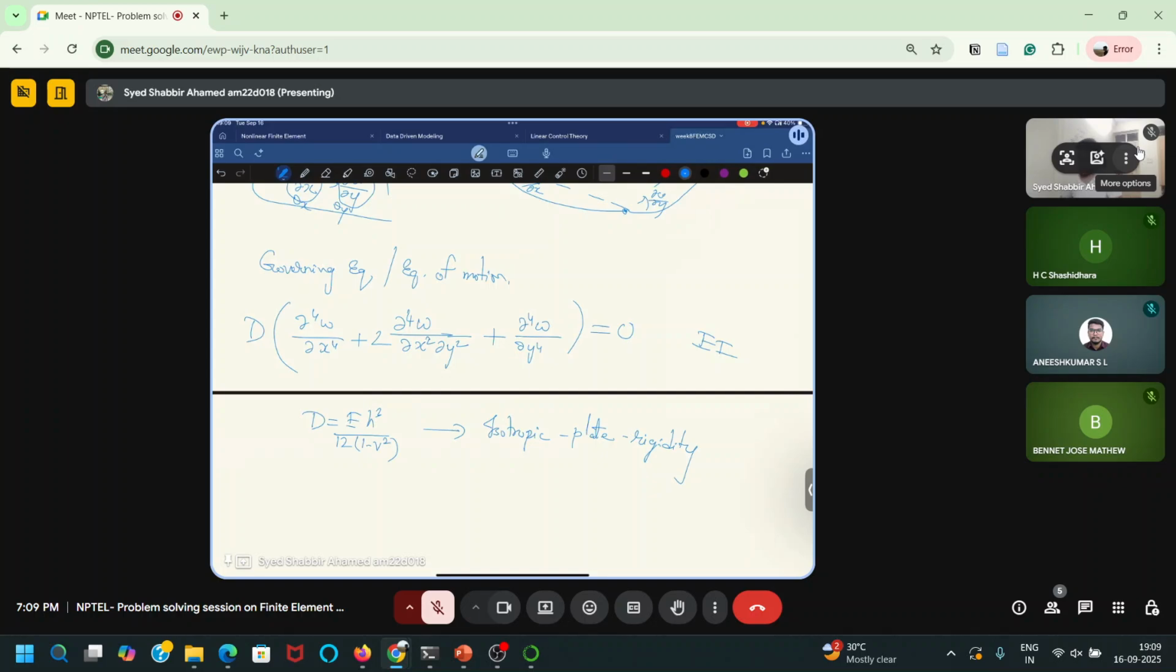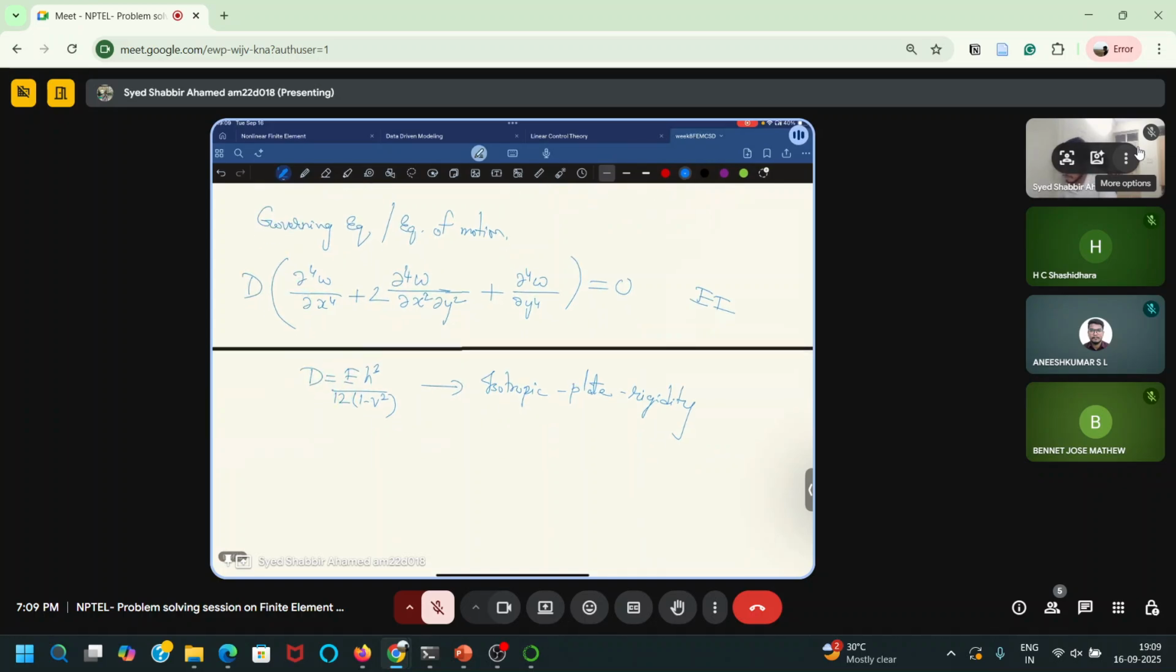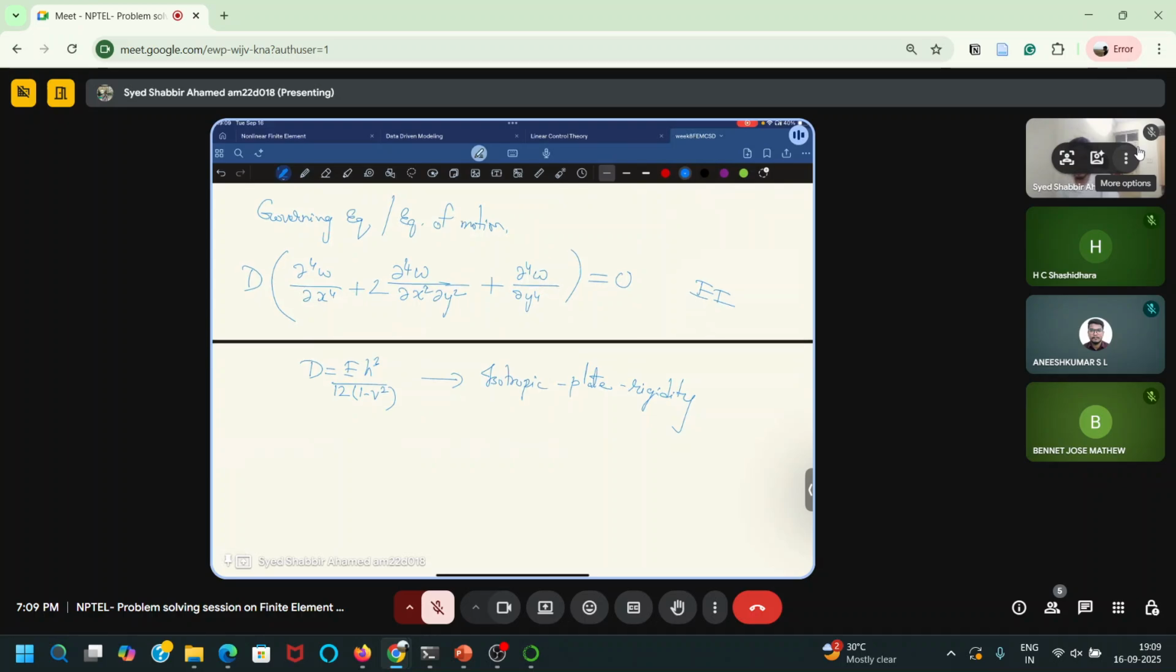So that is my equation of motion. In finite element, since we are studying finite element, if I want to solve this, I probably have to solve this partial differential equation. If I have to solve this analytically, it will be a huge task.